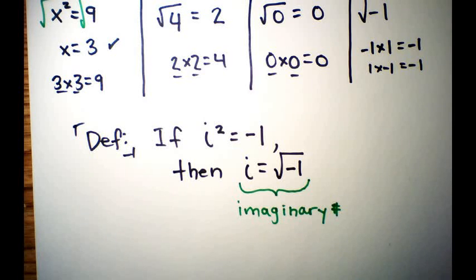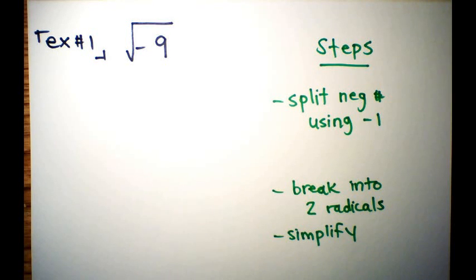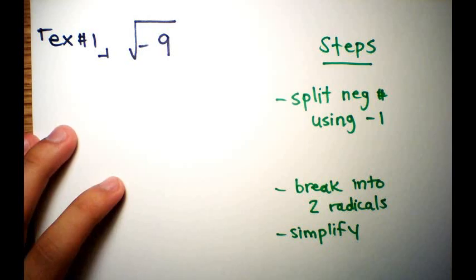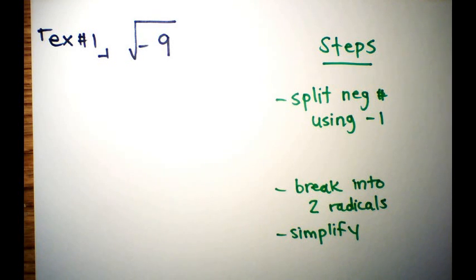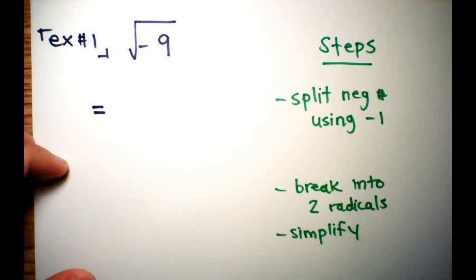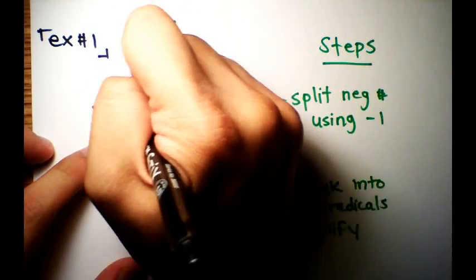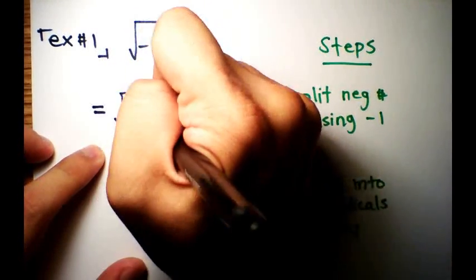Let's already do example number 1 following this. Example number 1 is this, square root of negative 9, and the instructions, I know I didn't put it, is just to simplify this radical over here. It's almost the same as doing normal radicals if this was a positive, but let's just do a simple one first. And here are your steps. You're going to split the negative number using negative 1, and I'll show you how after this. Afterwards, we're going to break that into two radicals, and then we are going to simplify. So this is what I mean by that first step. Split the negative number using negative 1. Well, negative 9 is going to equal negative 1 times 9.